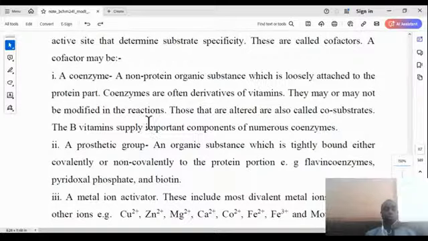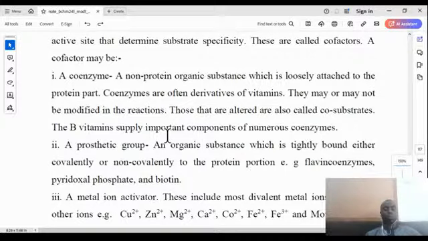So these coenzymes can be modified in the reaction, or they may not be modified in the reaction. Those that are altered or modified in the reaction are called co-substrates. For example, vitamin B complex. All the B vitamins supply important components of numerous coenzymes. We are going to see in a short while examples of these vitamins and the coenzymes they provide.